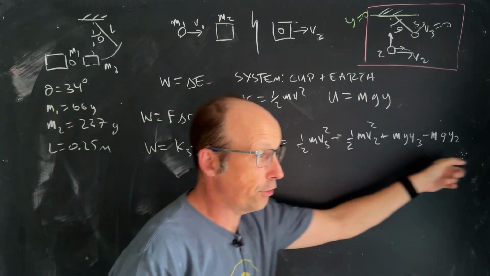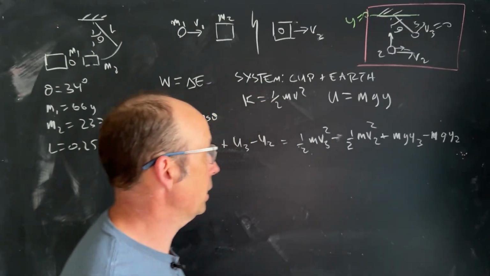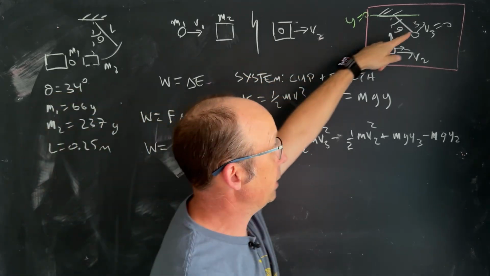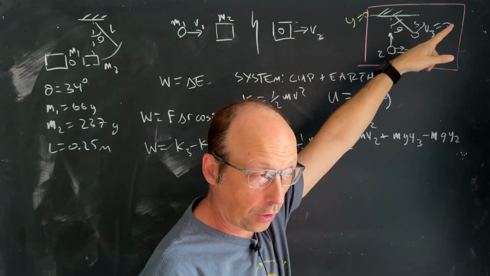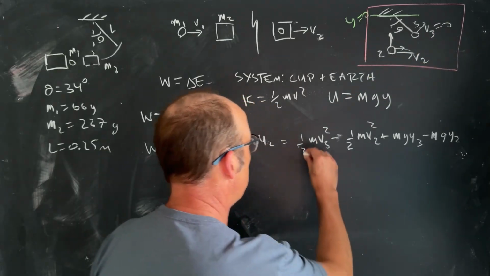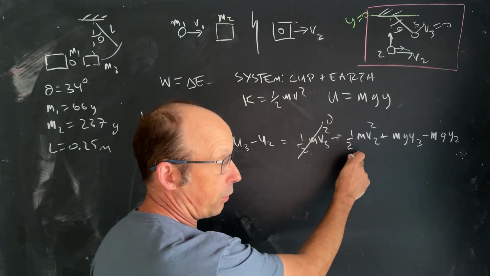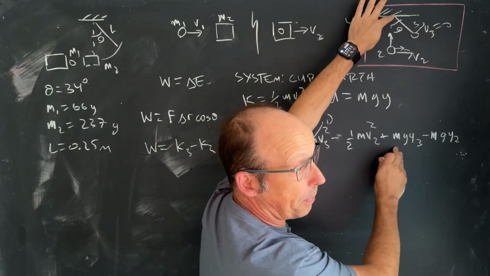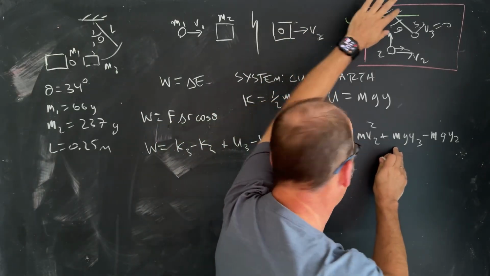Now, because of my choice in coordinate system, there's only one of these values that is 0. I have 4 terms and one of them is 0. Which one? It's the v3 term, because as it swings up to the highest point, it stops before it comes back down. The other terms are not 0. That's what we're trying to find. The only way the potential would be 0 is if you're all the way up at the top, which we're not.